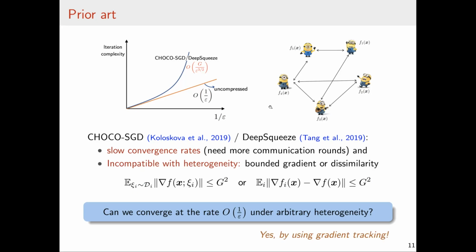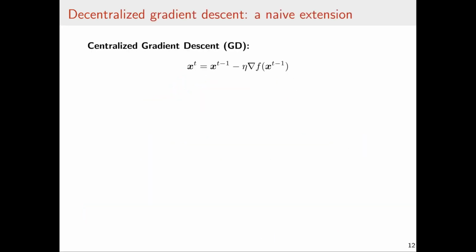The answer turns out to be yes, otherwise I would not be giving this talk. And the way to do this is essentially by introducing this idea called gradient tracking, a very stable algorithmic idea in decentralized optimization, to the design of this kind of compression algorithms. So let me tell you, through 2 slides, what this gradient tracking is.